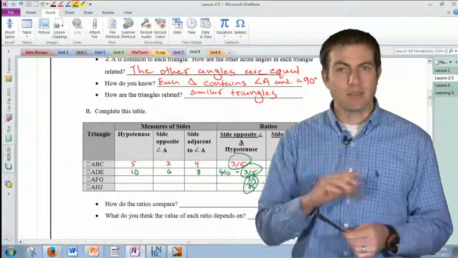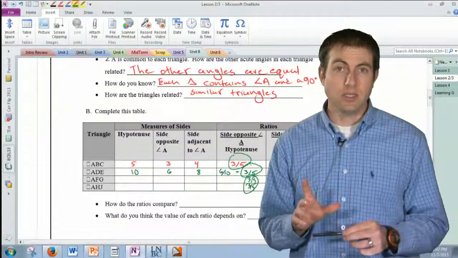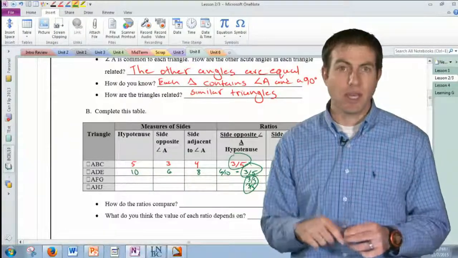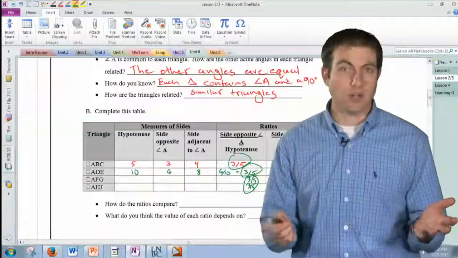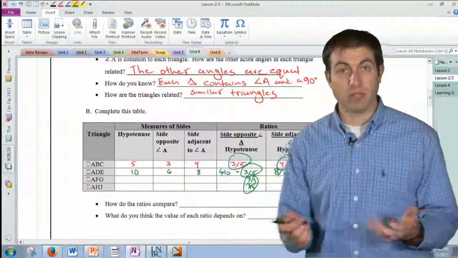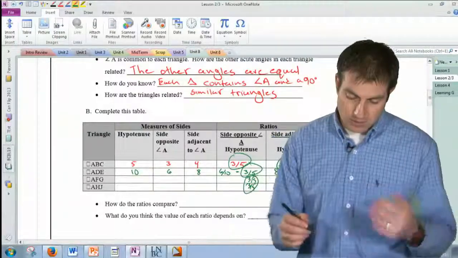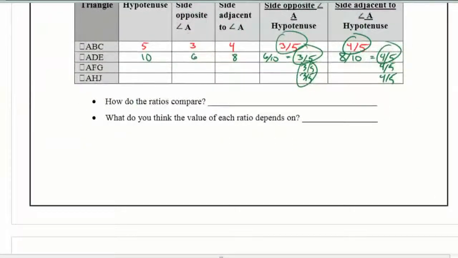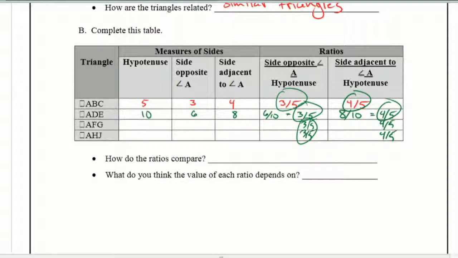Just like last section, when we were dealing with a tangent, it's the opposite and the adjacent. If the ratio was the same, then we could use the tangent function on our calculator and it would just give us what that ratio was. That's the same for this. So the idea here is we're coming up with two other sets of sides. So how do the ratios compare? They're all equal.